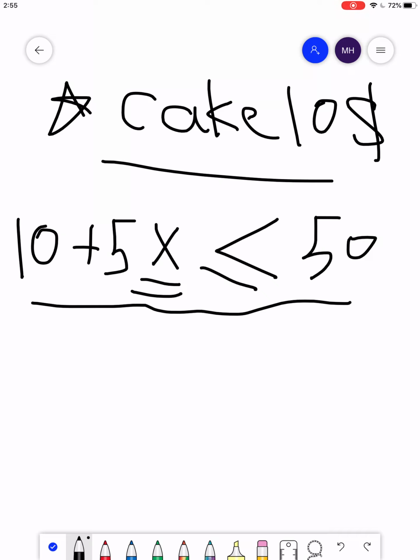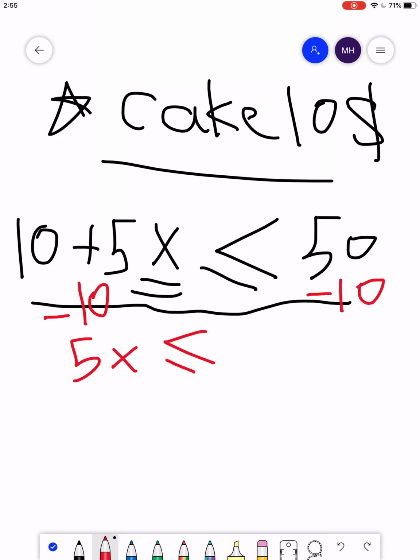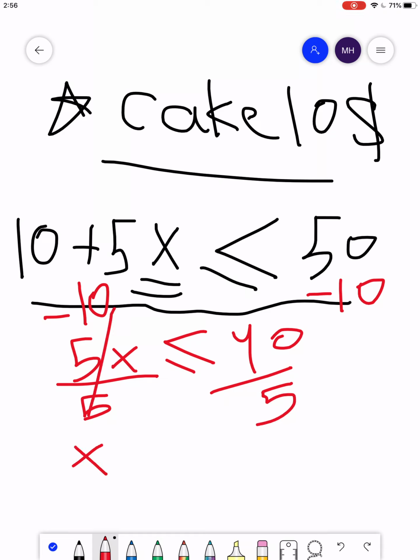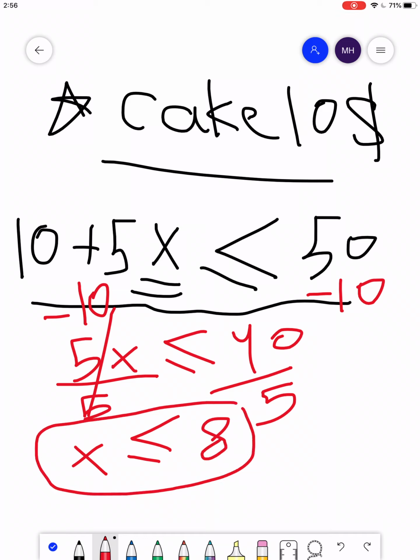Now how do I solve inequalities? As I solve the equation, it's very easy. Just the same way, minus 10 from both sides, then 5x less than or equal 40, then I divide both sides by 5, so x less than or equal 8. She can spend $8 or less on each one of her friends.